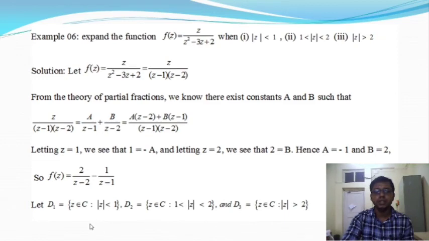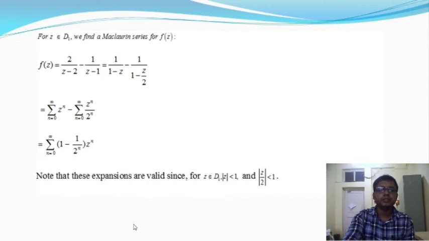The first region is where the points lie within the circle, modulus of Z less than 1. D2 is the annular region between C1 and C2, where C1 is the circle whose radius is 1 and C2 is the circle whose radius is 2, and D3 is the region outside the circle modulus of Z equal to 2. So we'll move on to the next slide.